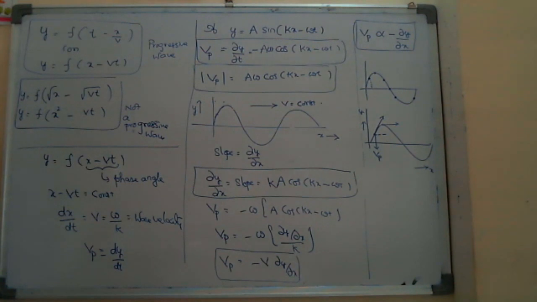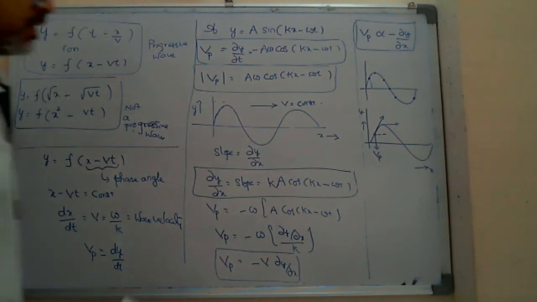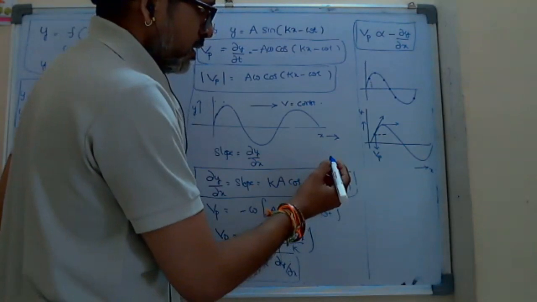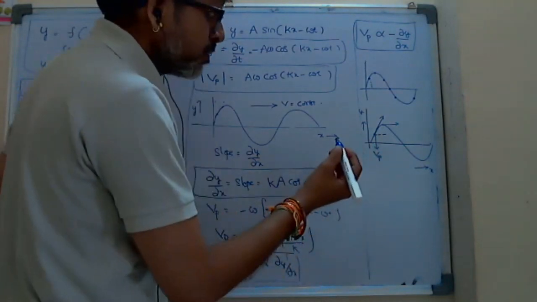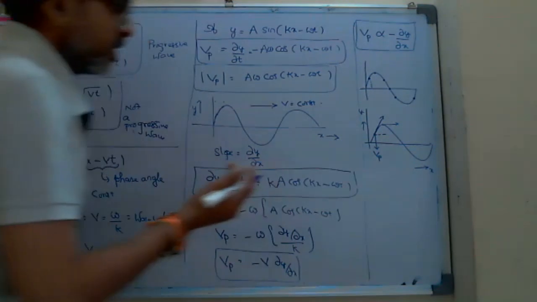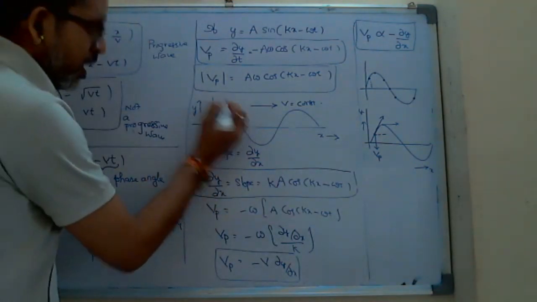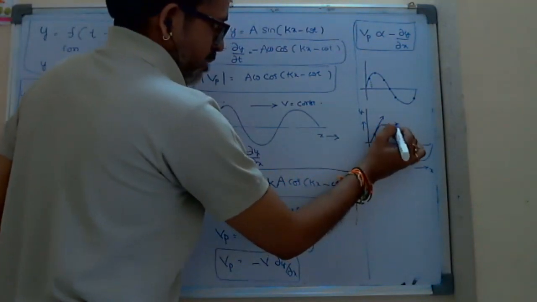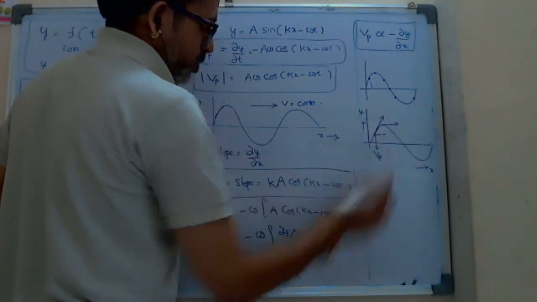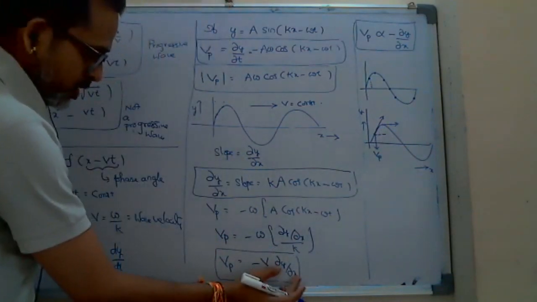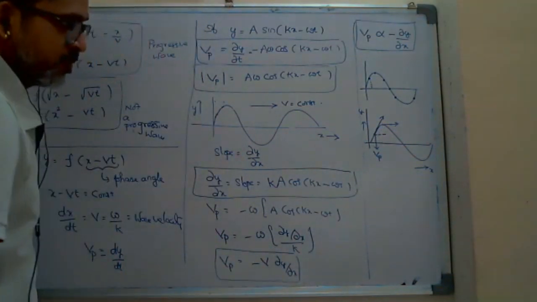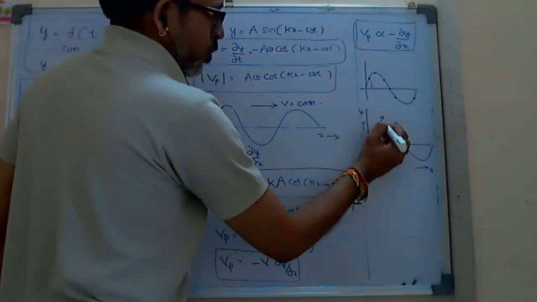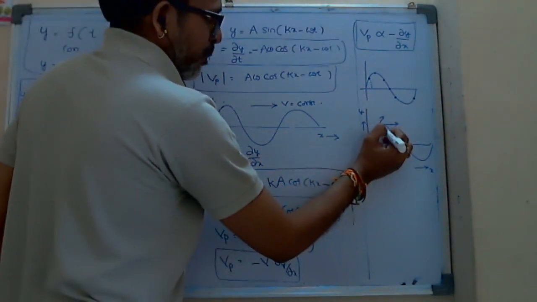Measured with x-axis, slope is tan theta. How much will that be? Zero, sir. The angle measured with the x-axis is 0, so slope will be 0. If slope is 0, then velocity of particle will be 0. That's why here we don't mention any direction, up or down.